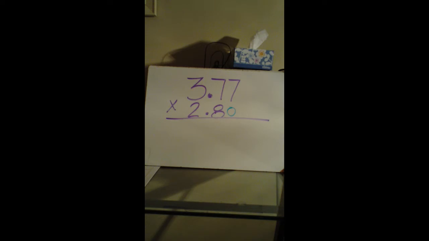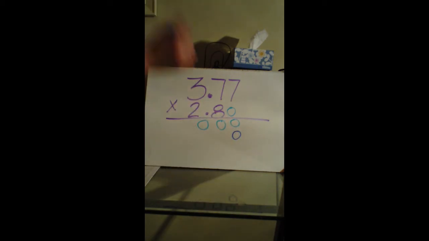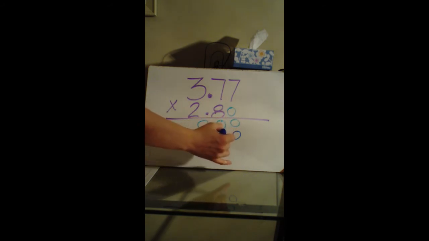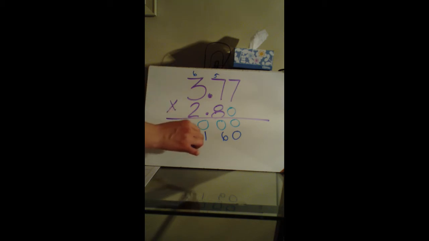So we're just going to work with the numbers that we see, 377 times 280. So 0 times 7 is 0, 0 times 7 is 0, and 0 times 3 is 0. Now I'm going to move on to my 8, and since it's the second number, I need to put a 0 in to hold my place. So 8 times 7 is 56, so I'm going to bring my 5 over. 8 times 7 is 56, plus 1 more is 61. And then 8 times 3 is 24, plus 6 more is 30.